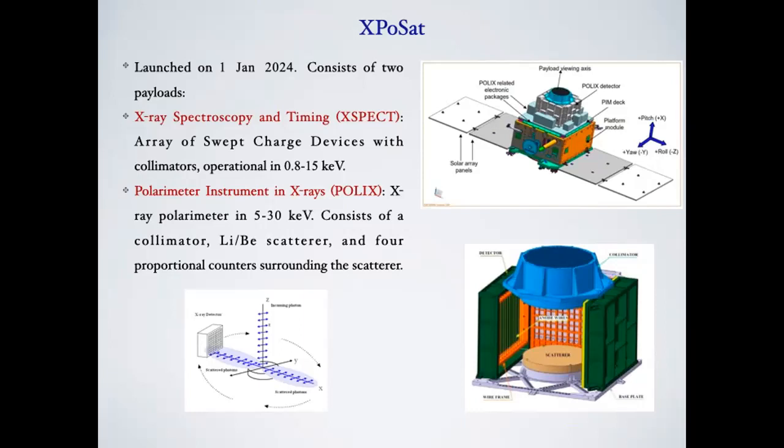This consists of a lithium beryllium scatterer, surrounded on the four sides by proportional counters. We expect the polarized light to come in and get scattered here, so this is a Thomson polarimeter. Depending on the directionality, it will register intensity on the four proportional counters, and you can recover the information of your incoming photons from this intensity distribution. Okay, so thank you very much, and I'm happy to take any questions.